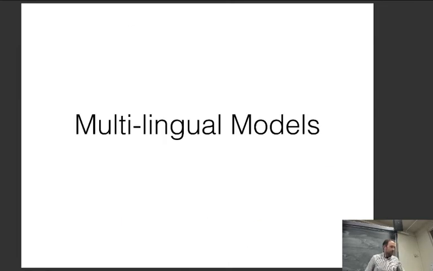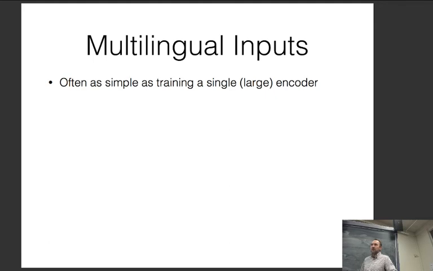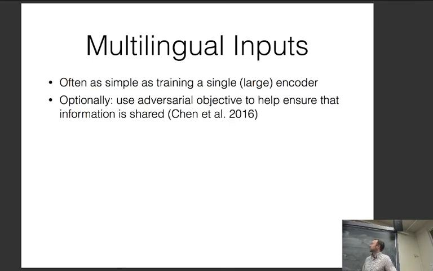Okay, so now I will move on to multilingual models. Are there any questions about adaptation? No? Okay. So multilingual, I'm going to separate these into multilingual inputs and multilingual outputs. So multilingual inputs is often relatively simple. Basically what we do is train a single large encoder for all of the languages. Optionally, we can also use an adversarial objective to help ensure that the information is shared between the two.